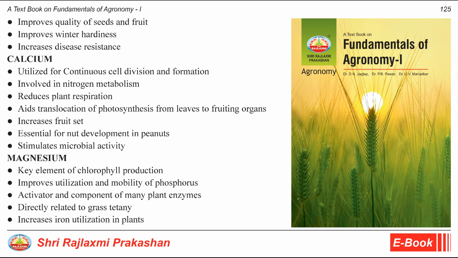Calcium. Utilized for continuous cell division and formation. Involved in nitrogen metabolism. Reduces plant respiration. Aids translocation of photosynthates from leaves to fruiting organs. Increases fruit set. Essential for nut development in peanuts. Stimulates microbial activity. Magnesium. Key element of chlorophyll production.